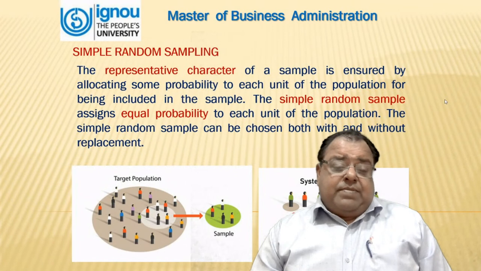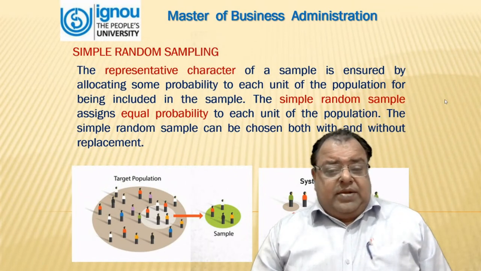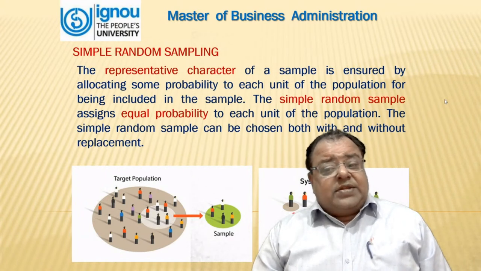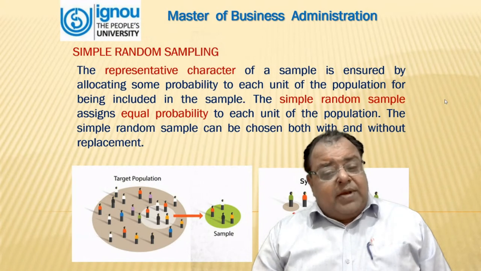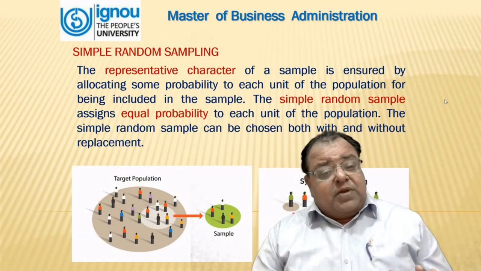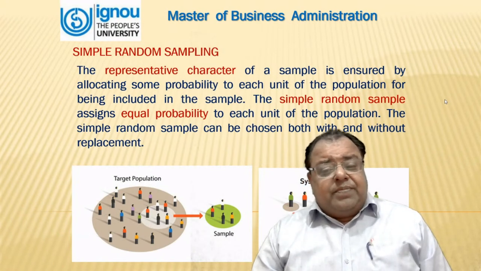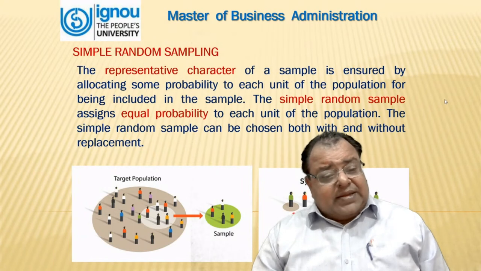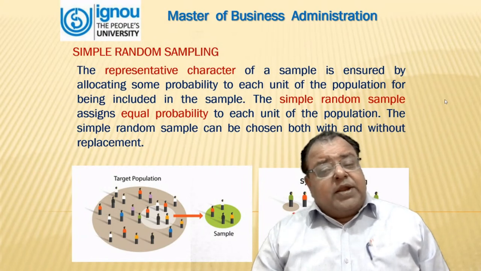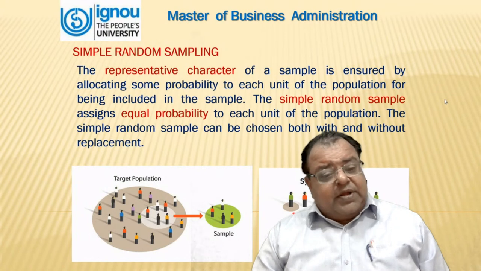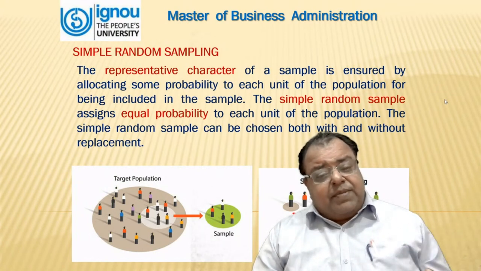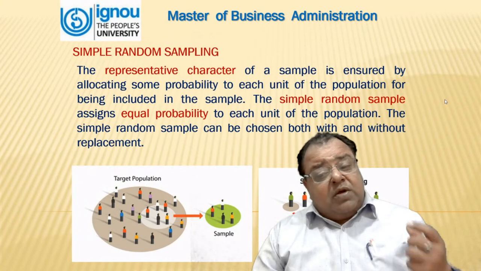Simple random sampling. The representative character of a sample is ensured by allocating some probability to each unit of the population for being included in the sample. The simple random sample assigns equal probability to each unit of the population. The simple random sample can be chosen both with and without replacement.